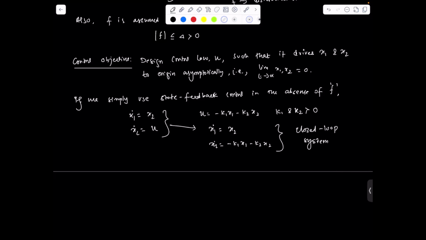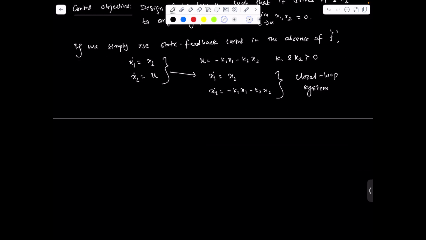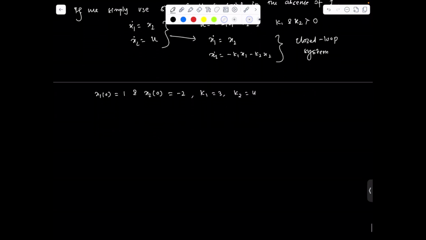And if you do the MATLAB plot for this particular system, for the initial condition, for example, x1 0 equal to 1 and x2 0 equal to minus 2, and if you consider k1 equal to 3 and k2 equal to 4, we can obtain the MATLAB simulation result. So we'll have a result something like this.